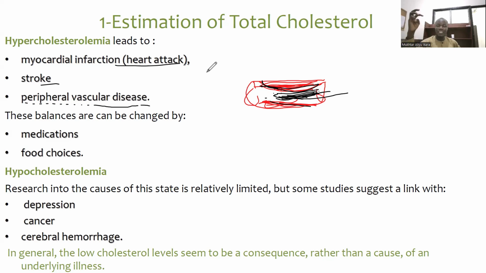And it is also associated with depression, cancer, and cerebral hemorrhage. So too much cholesterol is a problem. It's associated with heart attack, stroke, and vascular disease. While a low concentration of cholesterol is associated with depression, cancer, and cerebral hemorrhage. In general, the low cholesterol level seems to be a consequence rather than a cause of an underlying illness. So either of the two is a problem. We need to maintain a cholesterol metabolism balance. That is why the HDL and the VLDL concentration in the body are the most important thing.